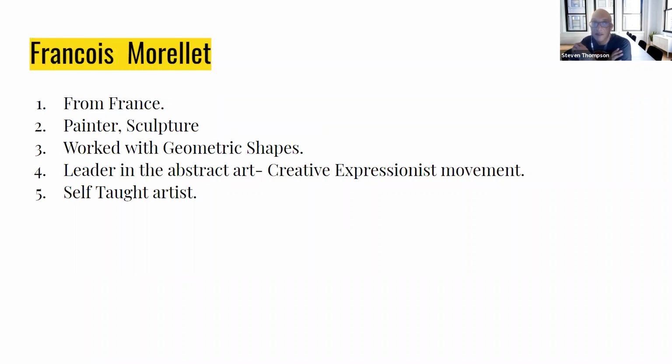So today's artist is Francois Morellet. And Francois was from France. He was a painter, a sculptor, and also worked with light art, meaning light not in weight, but in lights like the sky, a luminescence, that type of light, that type of art he worked with. He was a leader in the abstract art movement and the creative expressionist movement, specifically dealing with geometric shapes, was one of his areas of expertise. Another thing, he was a self-taught artist.